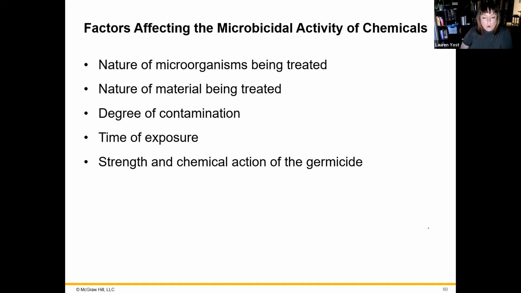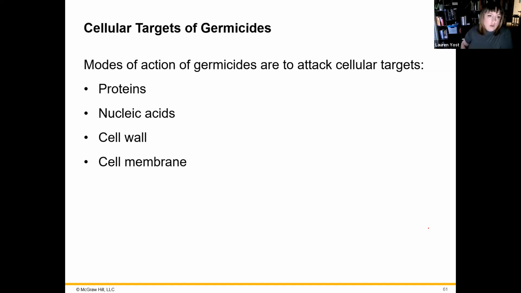What microbe is it, the nature of the material we're treating, the degree of how much it will be contaminated, how much time we have to expose it to whatever cleaner we have, and the strength of that germicide in general.